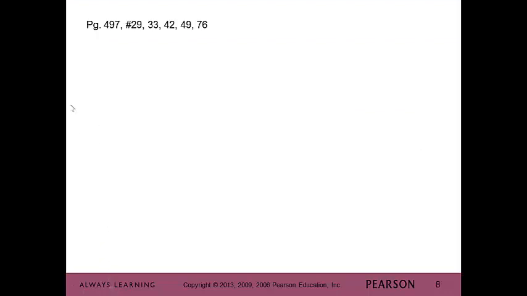So let's go in our books to page 497, and let's start by looking at number 29. The instructions say simplify each rational expression. If the rational expression cannot be simplified, so state it. And for number 29, we have negative 15 all over 3x minus 9.